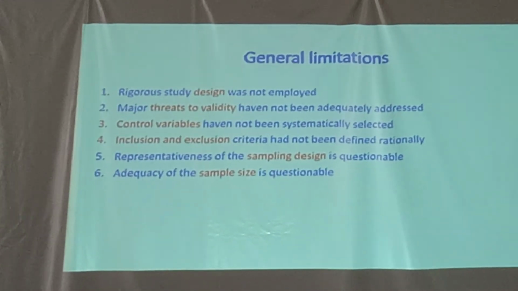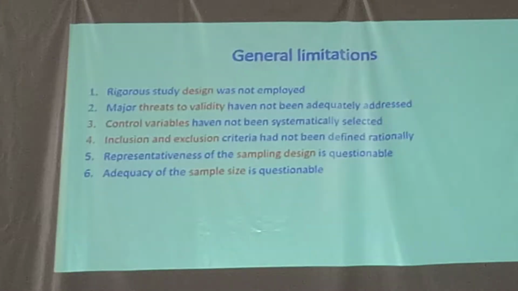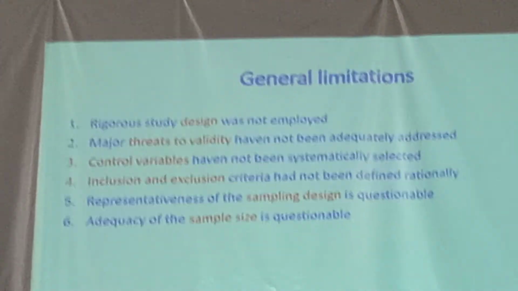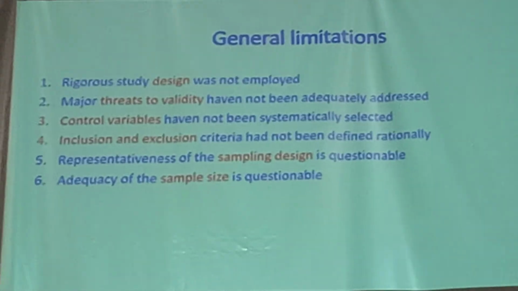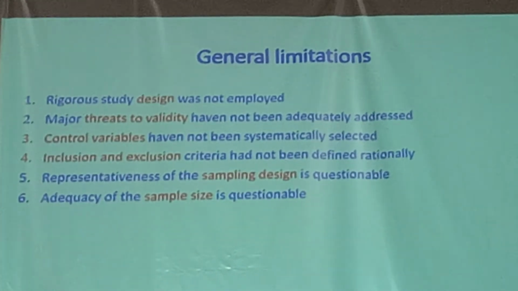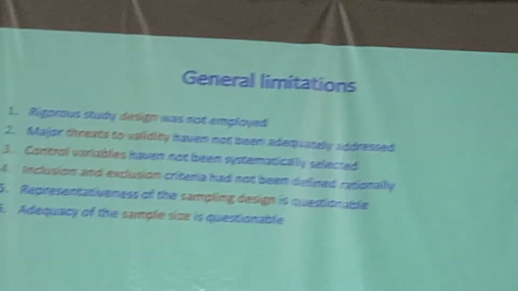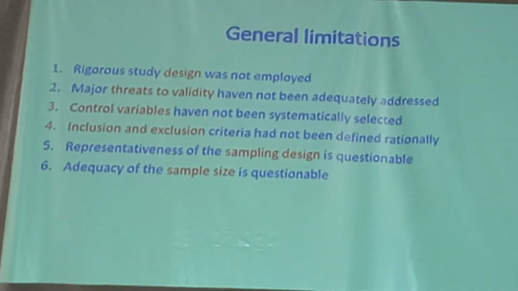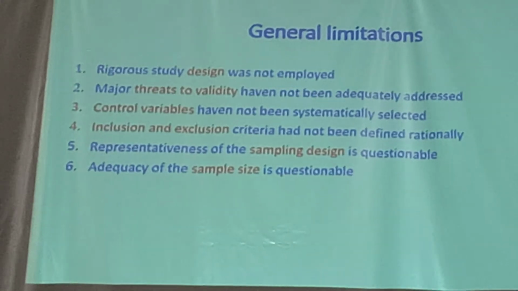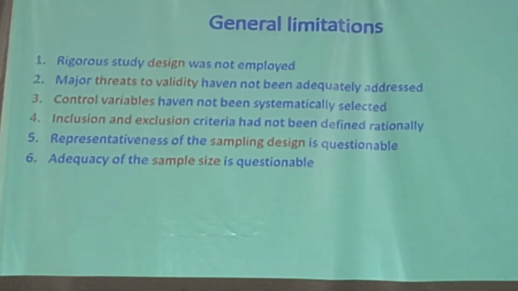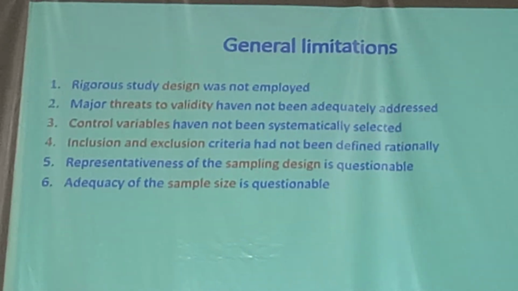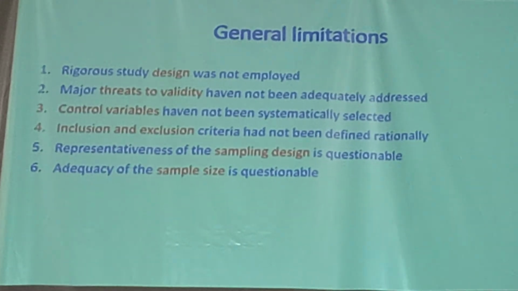For some of the objectives, a cross-sectional design is not the ideal design to address them. For example, how is the relationship between postpartum depression and childhood? That is one limitation. The other one: major threats to validity, including the confounding bias in the study, had been inadequately addressed both at design and interpretation.